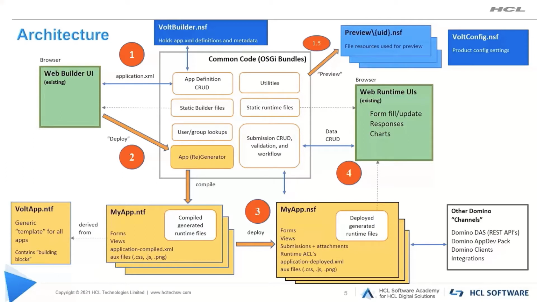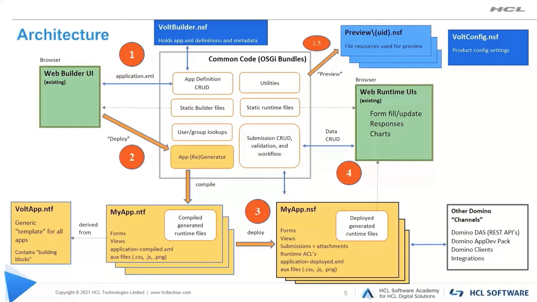At number 1.5, the developer can preview the app in the browser, and an NSF is created with a random UID as the DB name. This is just a preview app and not the real app. The form cannot be submitted from the preview app.